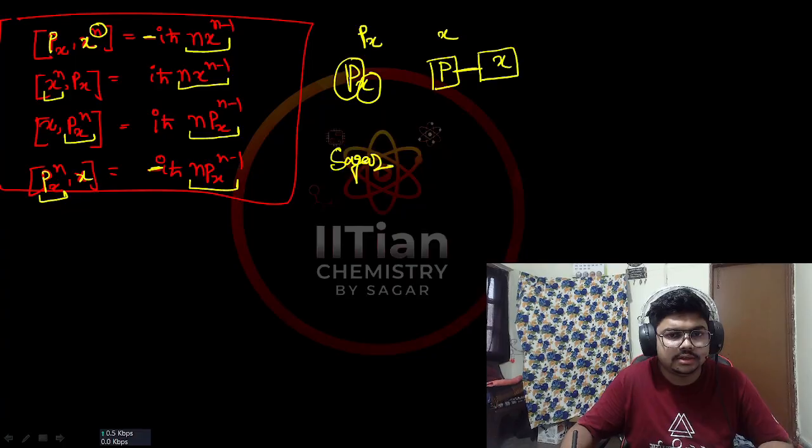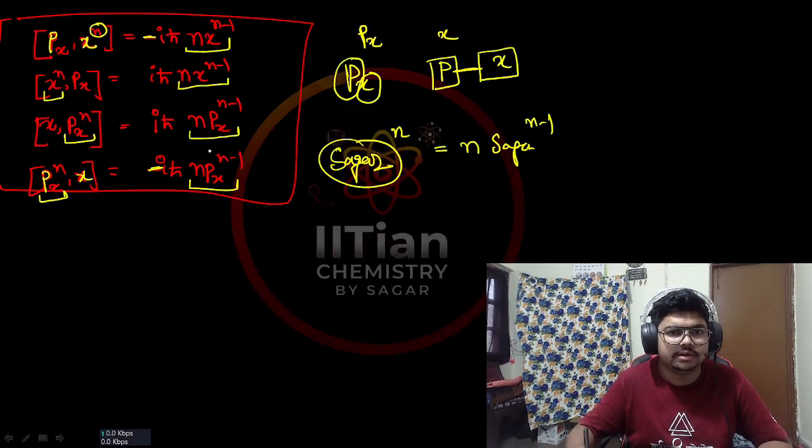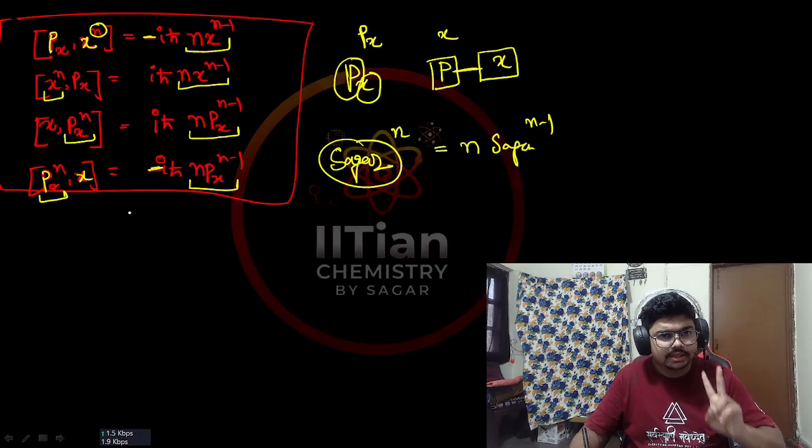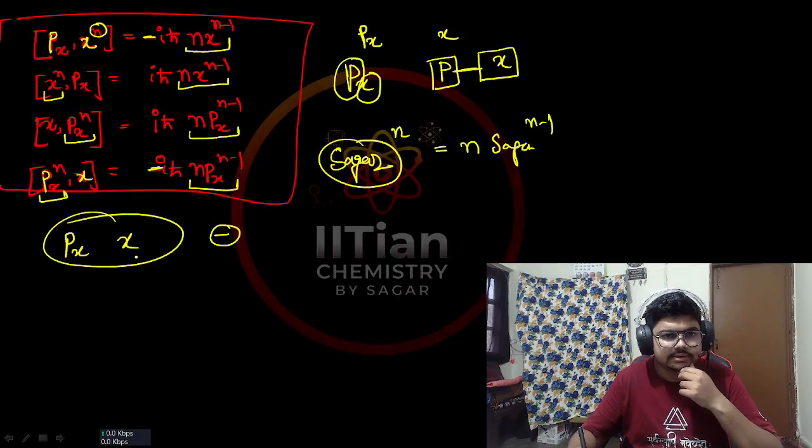If there is a power n on x, then we will write n x to the power n minus 1. So two things you have to remember. First, if it is initially p_x and then x, then there will always be an iħ, so minus iħ will be there.